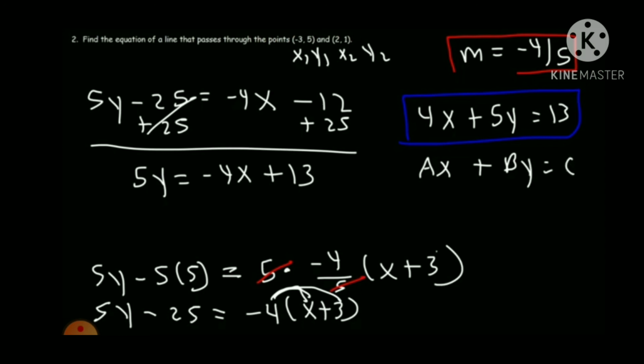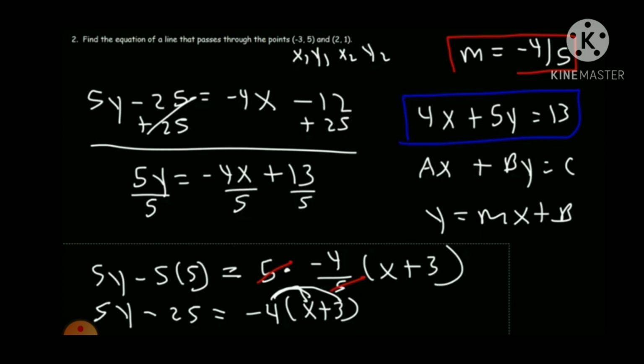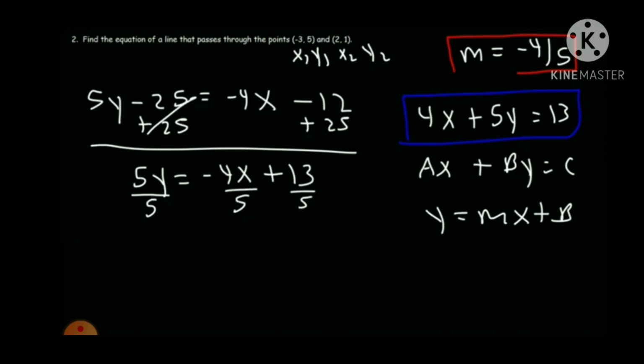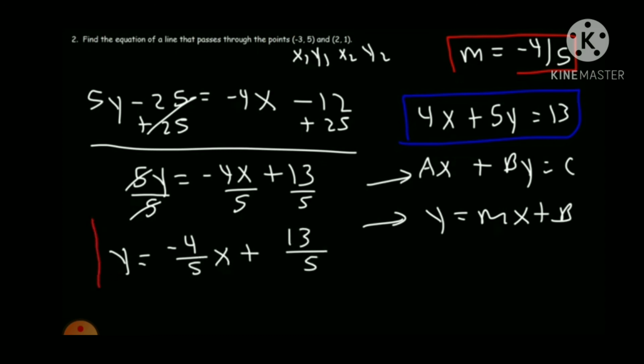Or, if you want it in slope-intercept form, that is y equals mx plus b, you could just solve for y. So at this point, you could divide everything by 5. If you have a multiple choice test, you want to look at your answers and see which form it's in. So this is going to be y is equal to negative 4 over 5 x plus 13 over 5. So that's the answer in slope-intercept form.